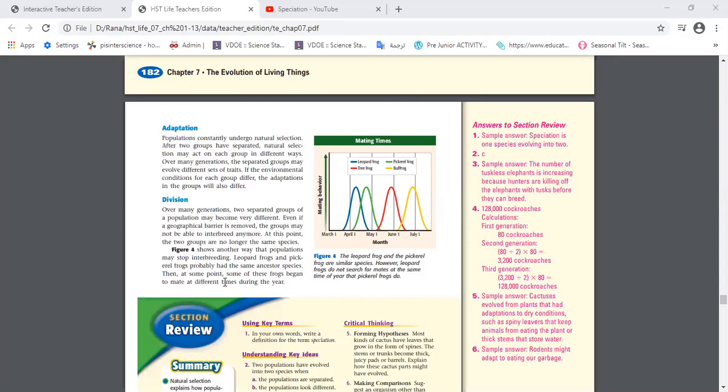Thank you. Okay. So here, guys, the idea is that even after they are separated, and as they have already adapted to different environmental conditions and gotten some different traits, even when the geographical barrier that separated them is not there anymore, the individuals may not be able to reproduce anymore.